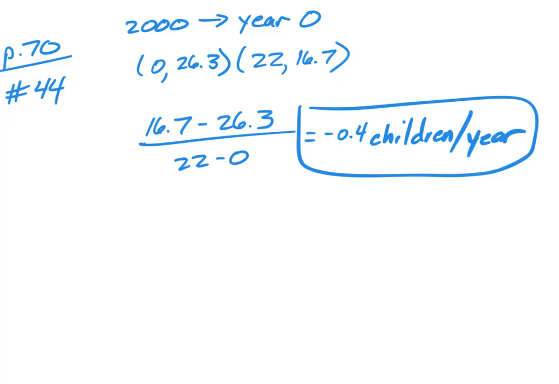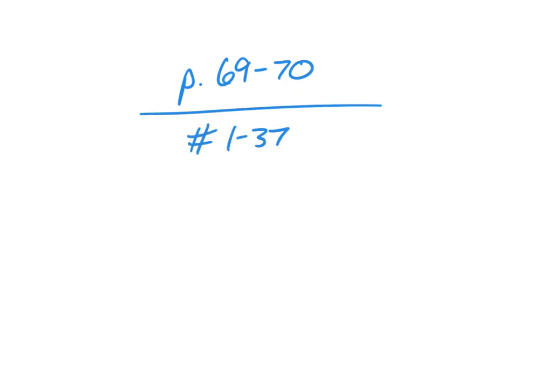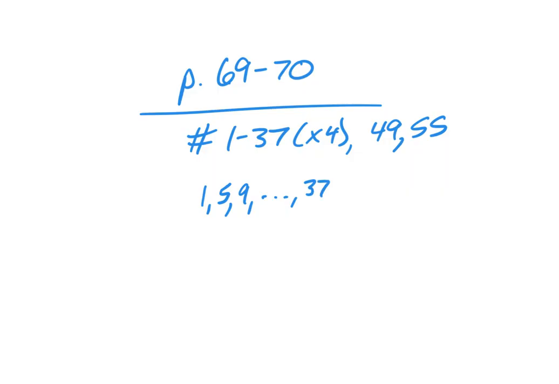Okay. Assignment for today. Today we're going by fours. So that means we're going to start with number 1. Problem number 2 is going to be 5, 9, all the way up to 37. Okay, counting by fours, or adding 4 each time, basically. And then 49 and 55 at the end.